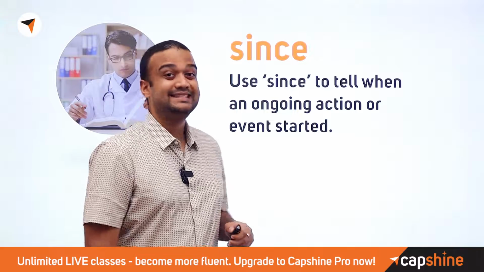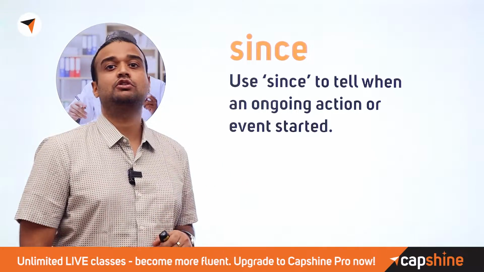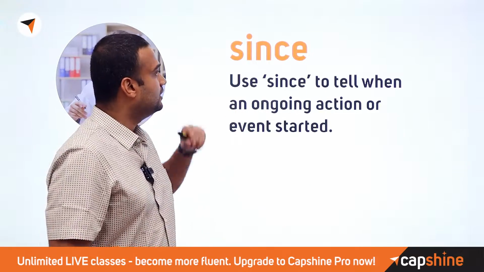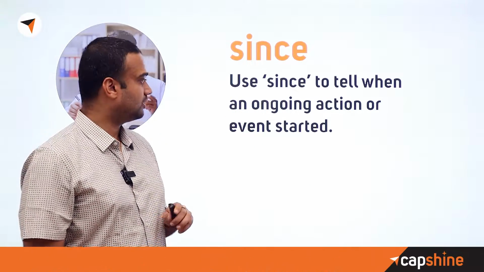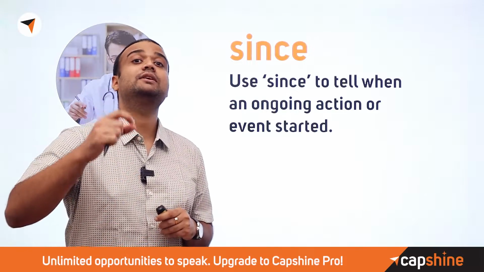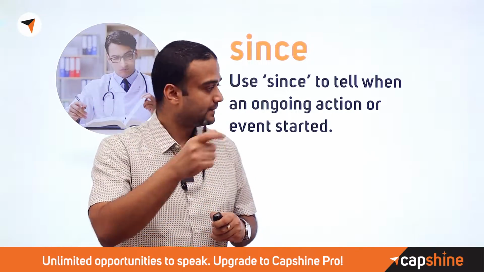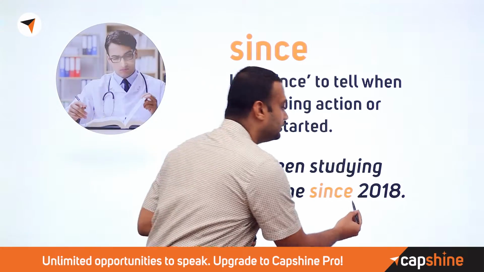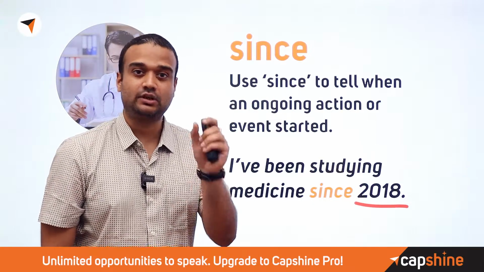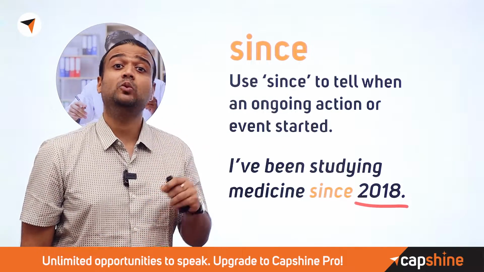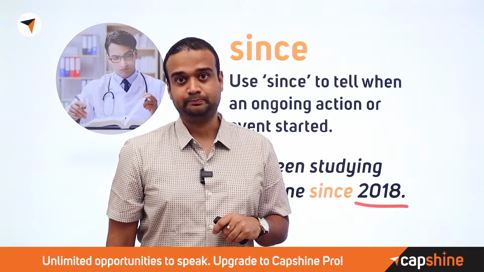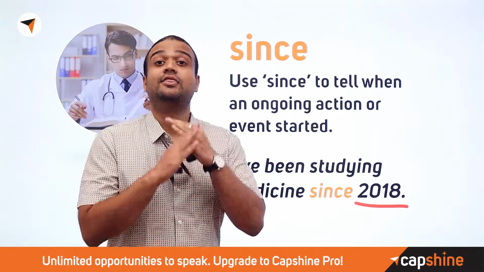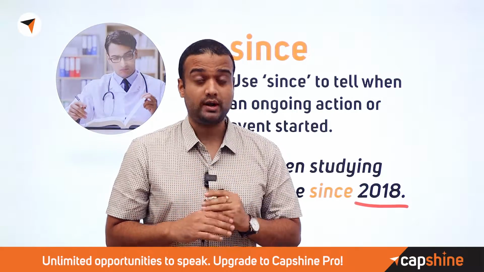Alright, so the next word is since. Now, since is used to talk about something that started at a specific time and has continued. Use since to tell when an ongoing action or event started. So here you have to give a specific date or a specific time. For example, I've been studying medicine since 2018. Notice the use of the date 2018. Or you could say, I have been waiting for you since 11 a.m. You cannot say, I have been studying medicine since 3 years. That is incorrect. You would use for in that case.